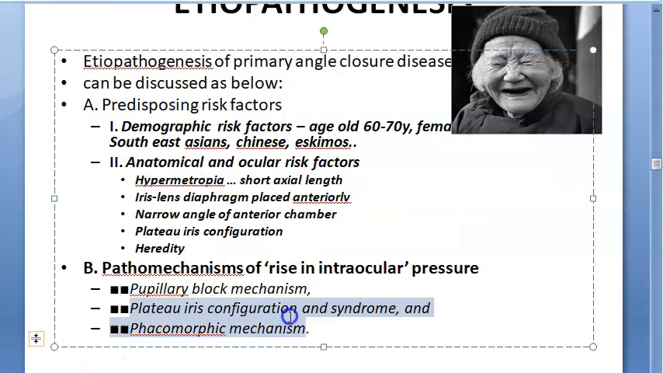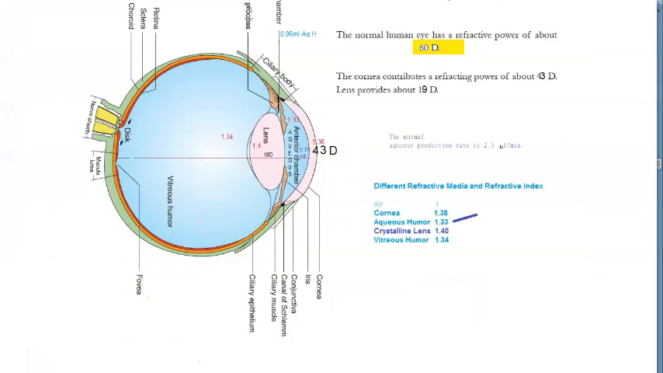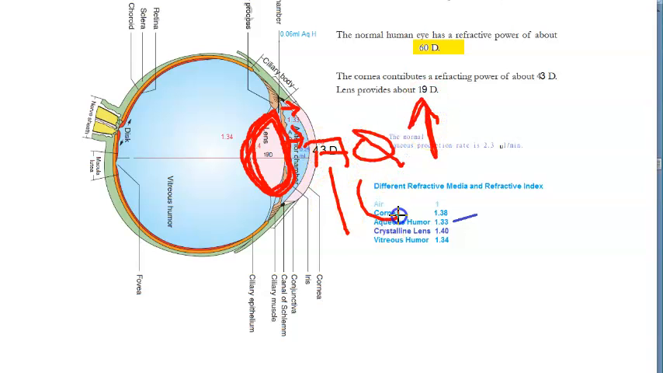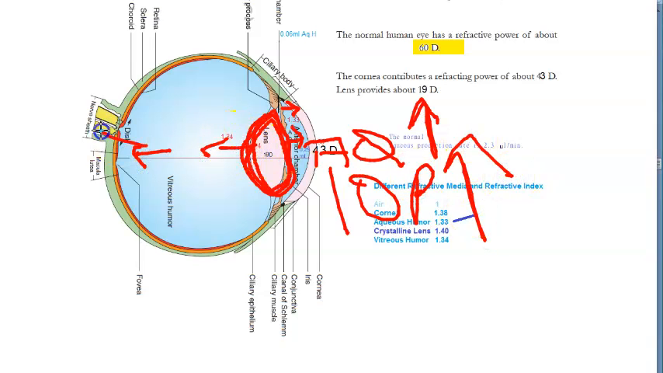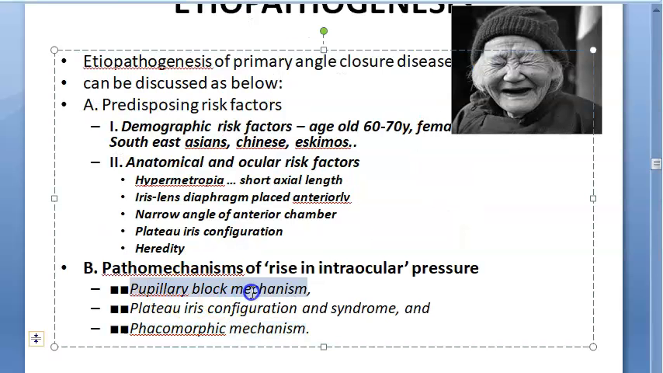The next one they are saying is plateau iris configuration. Then phacomorphic mechanism. Phaco means what? Lens morphic. That is the morphology of the lens. So the lens goes on becoming big, right, big and big and big it's becoming. So it's pushing everything in front, and then the iris is going front and the angle is becoming closed. That time what will happen? The aqueous humor cannot drain. Aqueous humor will become more and intraocular pressure will become more. If intraocular pressure becomes more, there is pressure, optic nerve damage, and then there will be visual field defects. See, pupillary block mechanism, they have explained a lot.